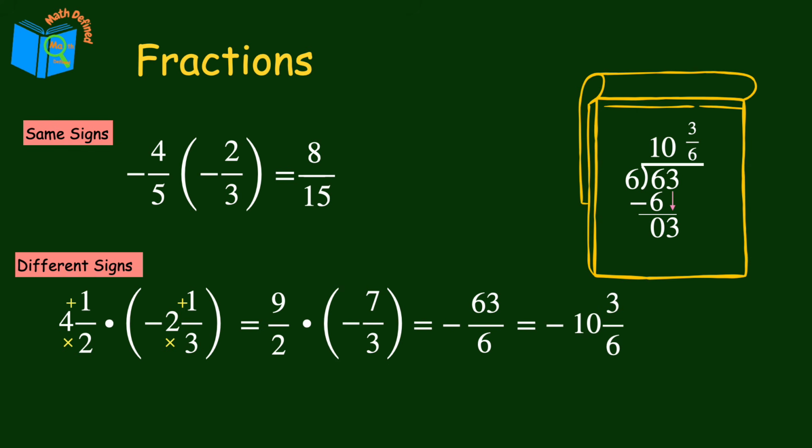But we're still not done, because 3 and 6 share a common factor of 3, and dividing both the numerator and the denominator by 3 results in the simplified mixed number, negative 10.5.